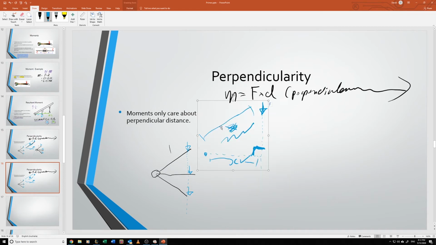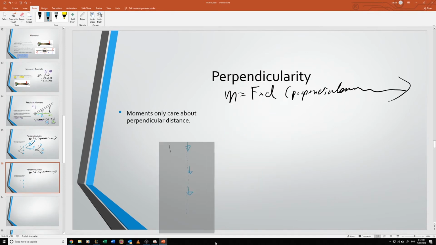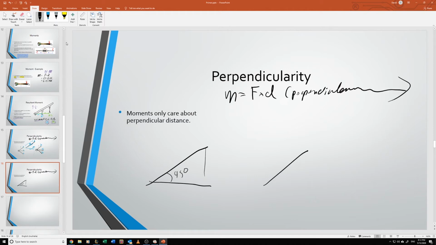So we can see the difference with these. We'll do it by example. So let's look at the difference. We have two forces. We have one force over here. This angle is going to be 45 degrees, and this one over here is also going to be 45 degrees. And we're going to say this one over here is this length over here.